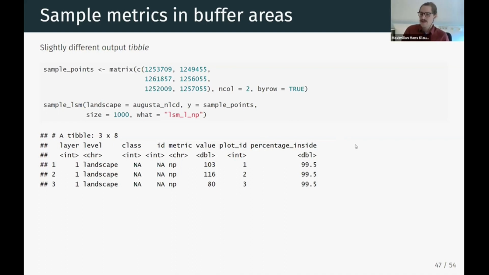And this value can be 100% if the whole sample plot is within the landscape. But for example, if you have a sample point exactly at the edge of the overall landscape, some part of the buffer area could be not within the overall landscape. So for example, just 50% could be in the landscape. And in this case, this value here would say percentage inside equals 50%. So this is just a control for yourself to see if actually the whole sample plot was inside the overall landscape. So this is the sample_lsm function.